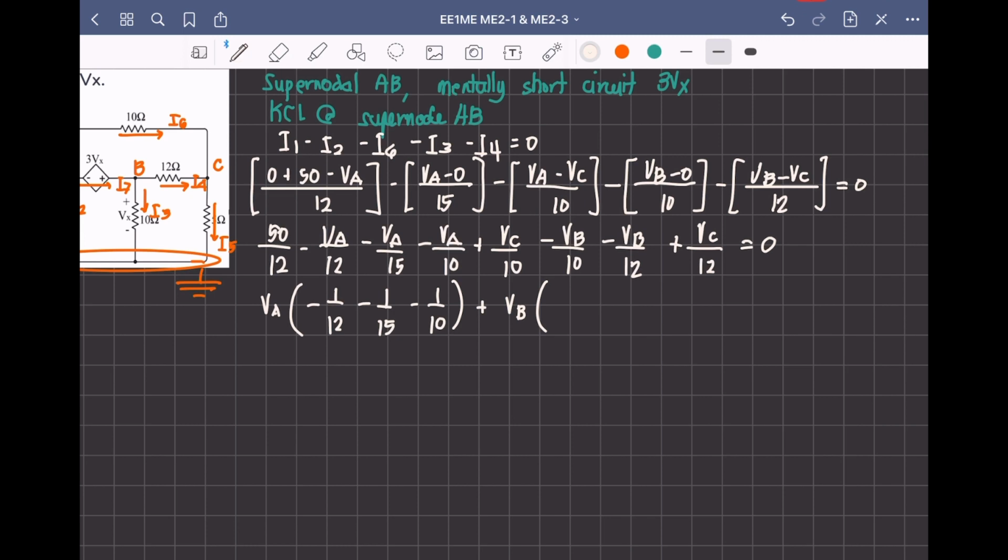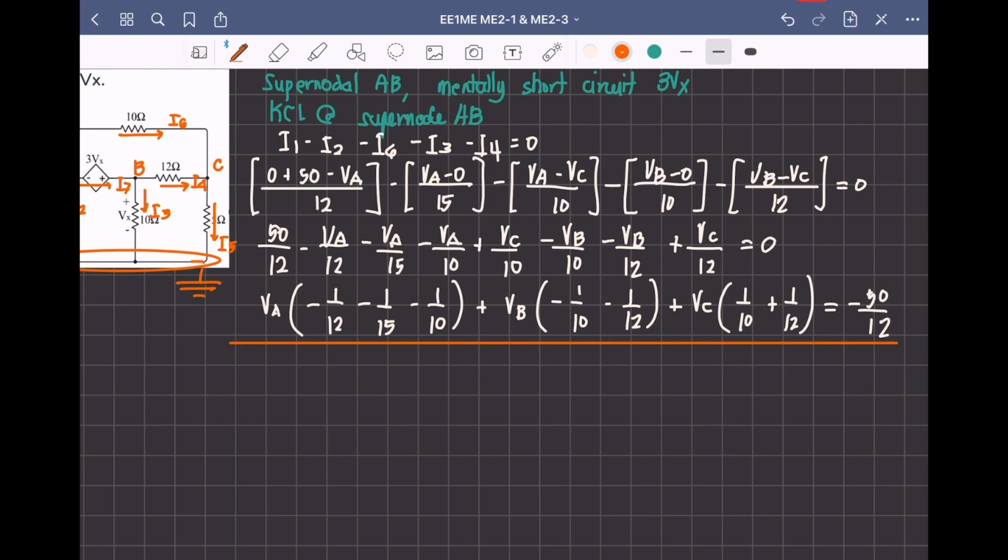In VB, you have negative 1 over 10 and negative 1 over 12. Plus VC. So, for VC, you have there 1 over 10 plus 1 over 12. And then, check if you have constants. So, we do have a constant. This is 50 over 12. So, you transpose that to the right, and it becomes negative 50 over 12. And we underline this as your equation number 1.